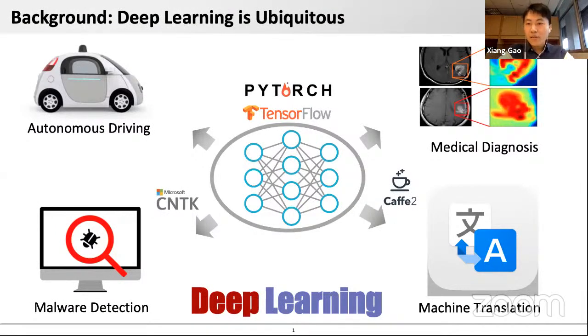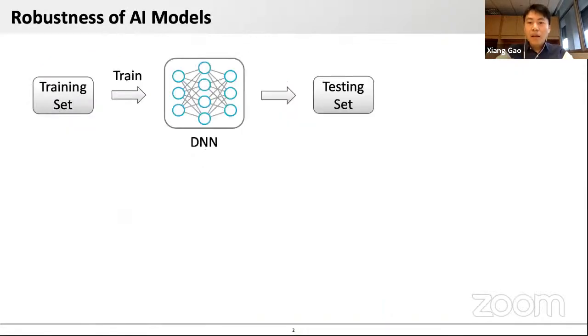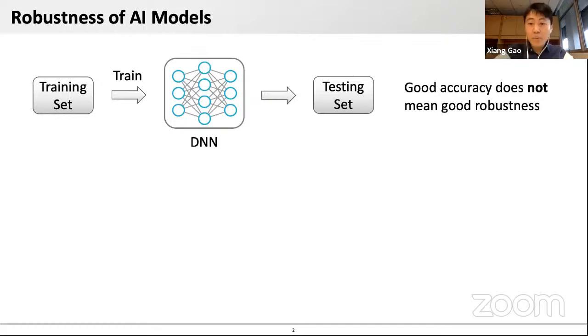In recent years, neural networks are widely applied in many applications like autonomous driving, medical diagnosis, malware detection, and so on. By training a model on the training dataset, an AI model could achieve good accuracy on the testing set. However, good accuracy does not mean good robustness. That is, if we slightly perturb the testing set, the model will misclassify them.